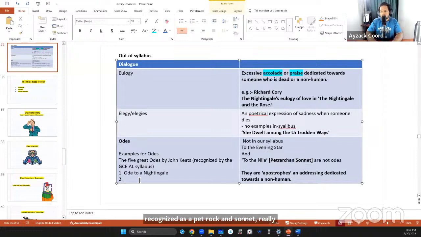However, Ode to a Nightingale is an ode. We also have Ode on Melancholy, Ode on Psyche, Ode to Psyche.